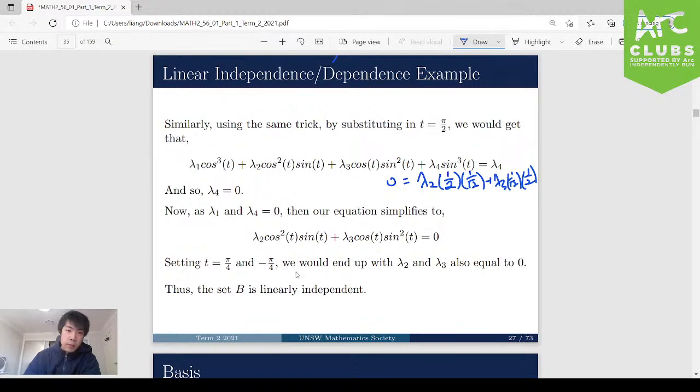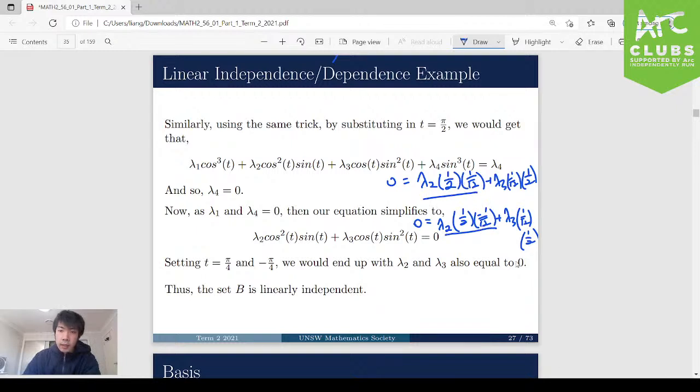And if you plugged in negative pi on 4, you'd have just the slight opposite of this. You would have that plus lambda 3, 1 on root 2, half. So as you notice, the only difference here is this term here. That's positive, that's negative.